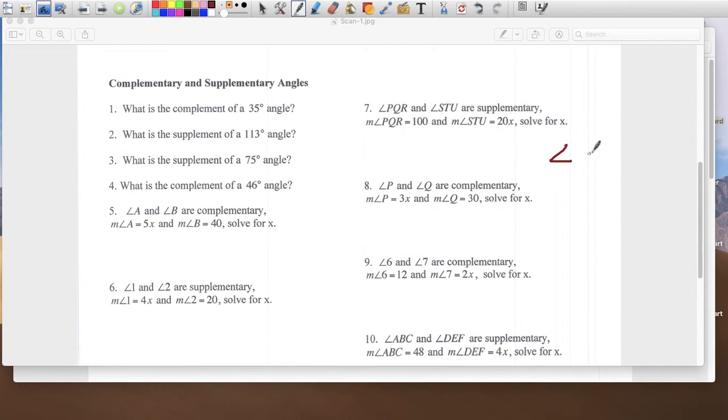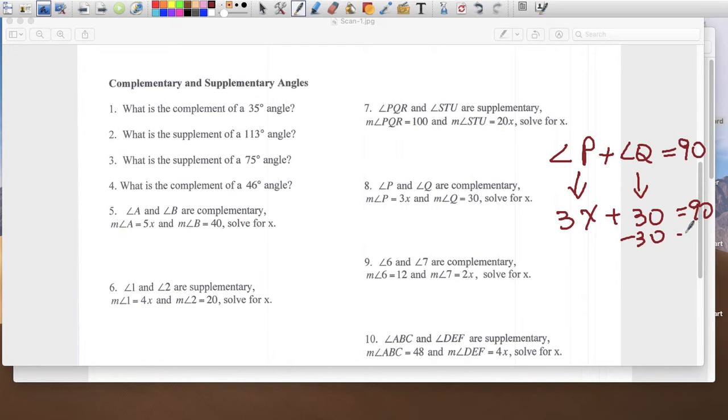If it's complementary, I know that if I add angle P plus angle Q, it's going to give me 90. So that's what complementary means, right? So let's substitute. They tell us that P equals 3x. And they tell us that Q is 30. And this angle plus this angle should give me 90. Solve it. Minus 30. Minus 30.